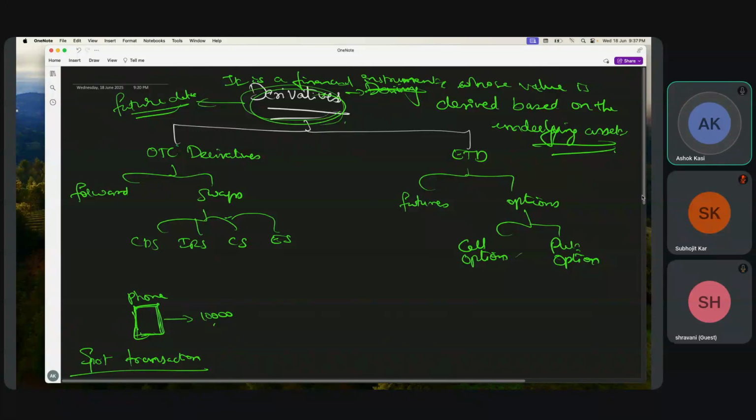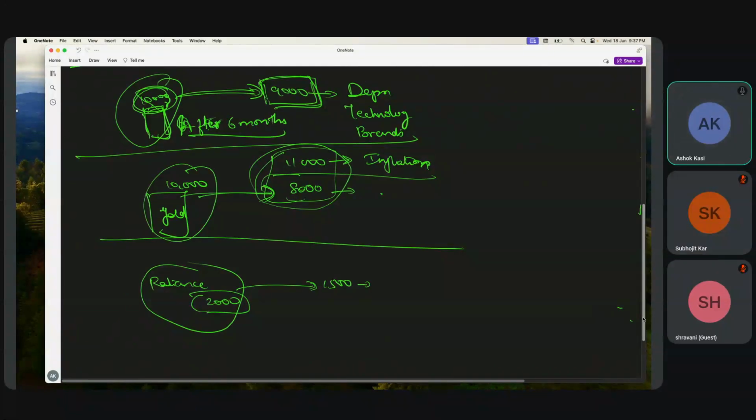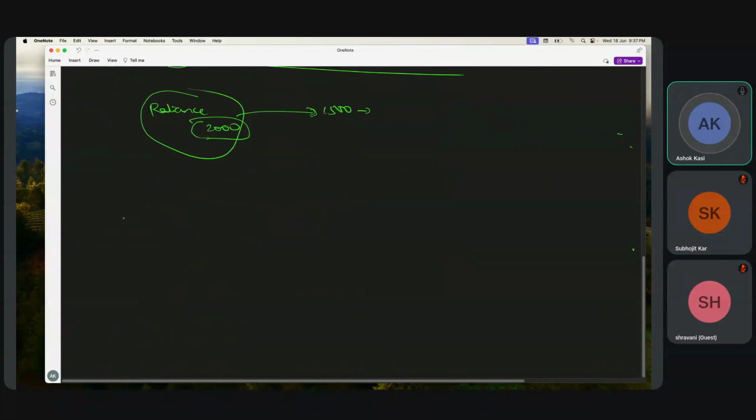Yes. Okay. Now, let's take one example. Let's say there is X and Y. X is the buyer and Y is the seller. They both have agreed to buy and sell gold 6 months down the line. X said, I will pay you maybe 11,000, and Y has to give gold 1 year down the line, let's say. So now 1 year down the line, what will happen exactly? X will pay 11,000 and gold will be given to Mr. X.